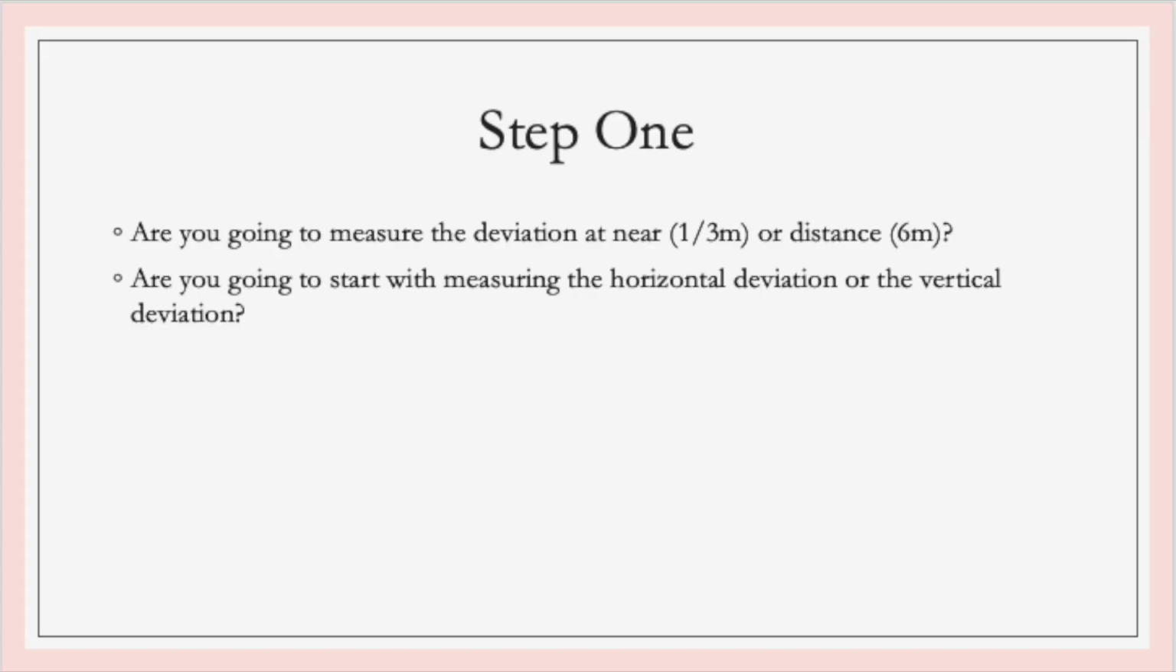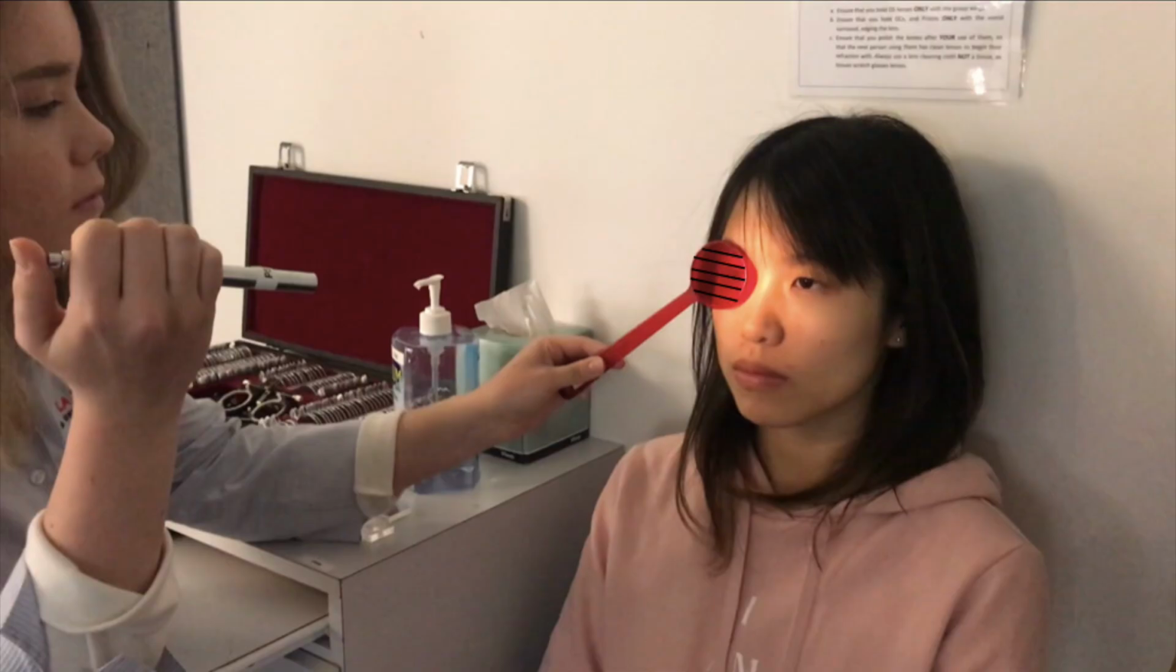First, determine whether you are going to measure the deviation at near or in the distance. We are going to start with measuring the deviation at near. The next step is to determine whether you are going to measure the horizontal or vertical deviation in order to place a Maddox rod in the correct orientation. Let's start with measuring the horizontal deviation.